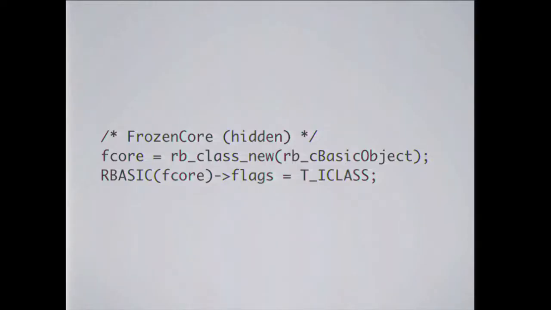So in the code dump I showed before that actually creates this class, we can see that it's commented, it says frozen core hidden, and it creates a new class inheriting from basic object, and it sets the flags to T_ICLASS, which is basically a way for the MRI internals to hide an object. So you won't be able to see it when you go ObjectSpace.each_object if you've played with that before. It just won't show up.